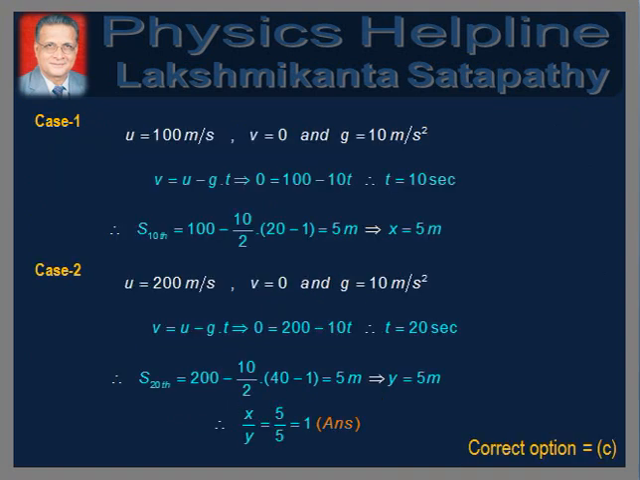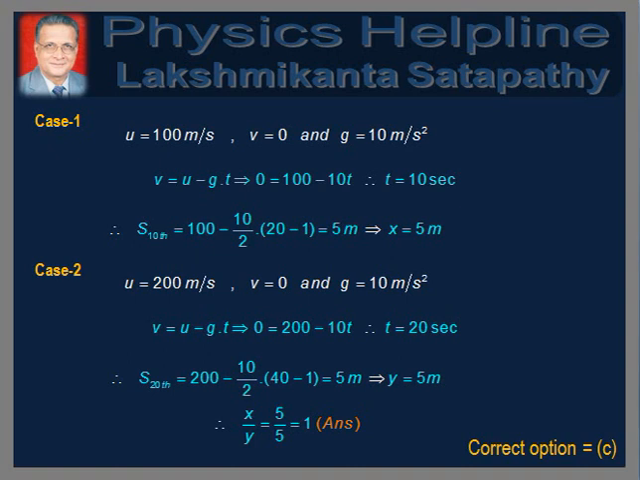In the first case, u is equal to 100 meters per second, v is equal to 0, and g is equal to 10 meters per second square. Putting the values in equation 1, we get 0 is equal to 100 minus 10t, which implies t is equal to 10 seconds.